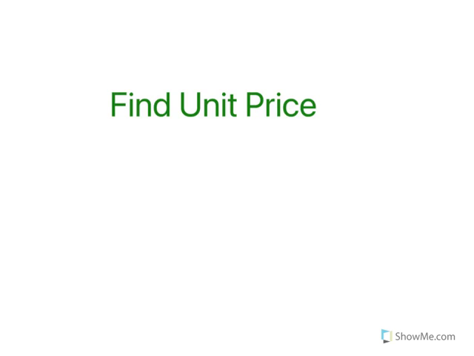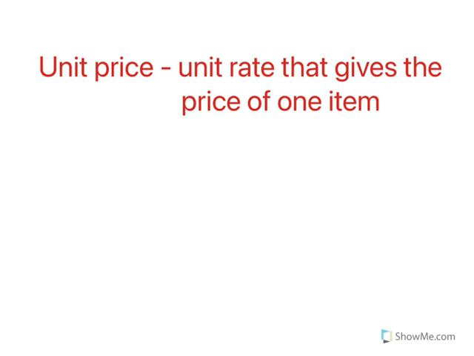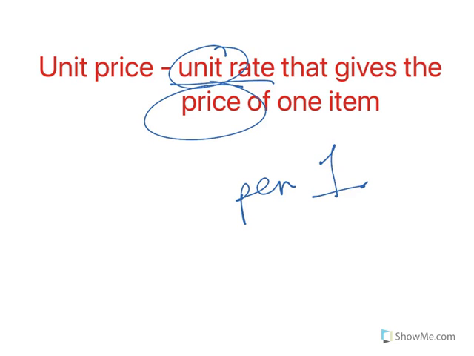Let's find some unit prices. Now, unit price is very similar to a unit rate in that it is a type of unit rate, but now we are giving the price of an item. So a unit price is really kind of like a subset of a unit rate. Now, unit means per one, right?